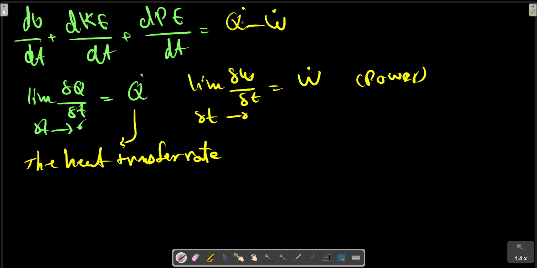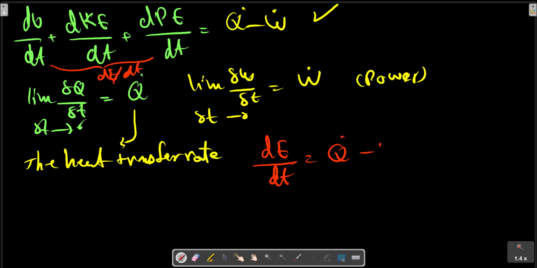Therefore, the rate equation form of the first law is obtained as this relation. We could also write it as dE on dt equals Q dot minus W dot. The rate equation of the first law.